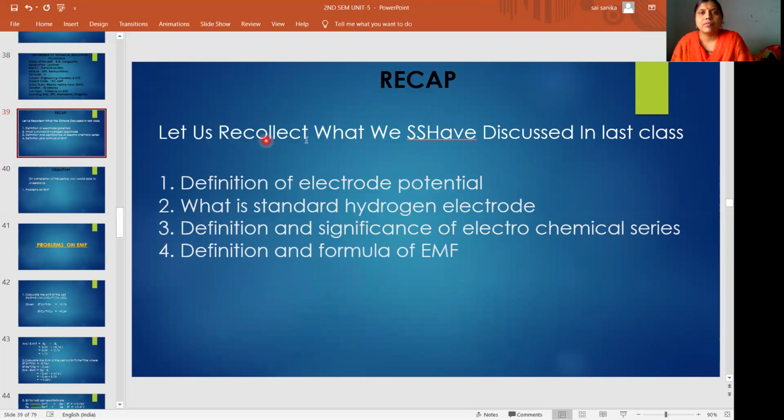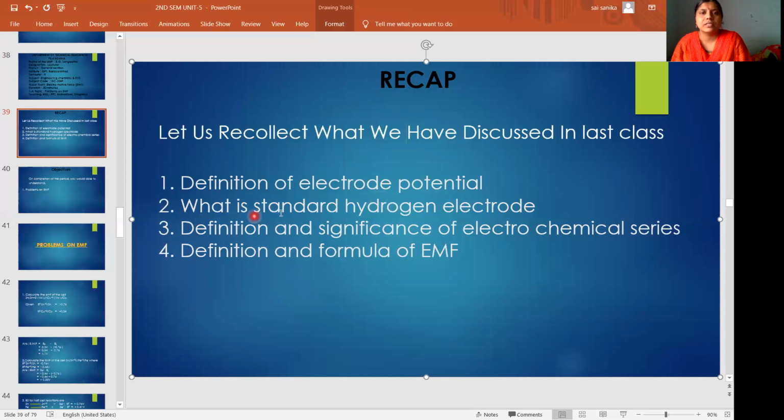Let us recollect what we have discussed in the last class. So what have we discussed in the last class? In the last class we discussed these four topics: the definition of electrode potential, what is the standard hydrogen electrode, the definition and significance of the electrochemical series, and the definition and formula of EMF. So once again, we will revise these topics.